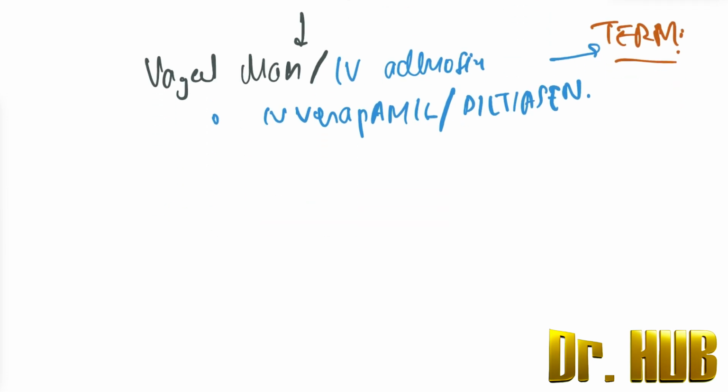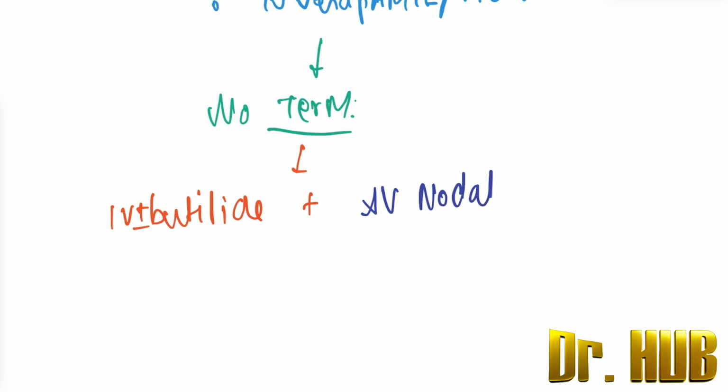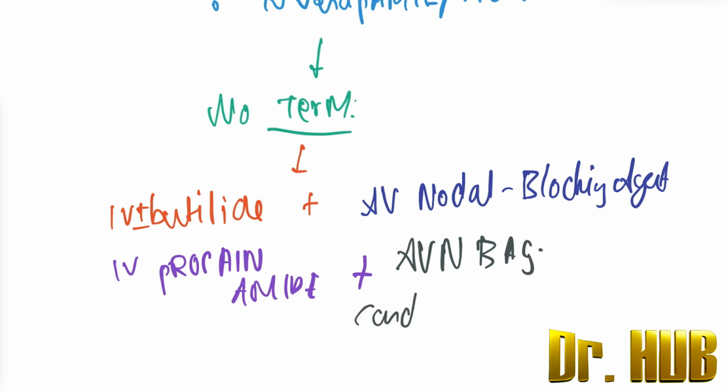Next is in case there is no termination. So what happens? In case there is no termination, there will be IV ibutilide plus the AV nodal blocking agent. And there is also the IV procainamide plus the AV nodal blocking agent, and the cardioversion.